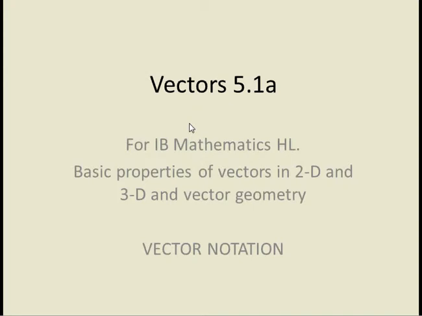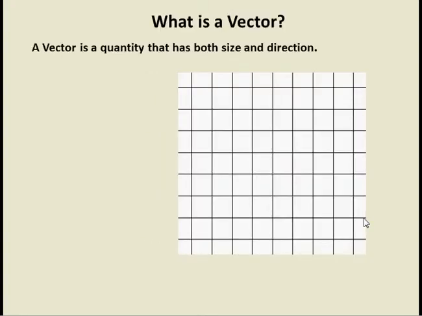Hi everyone. This is the first in a series of videos about vectors and the basics about vectors. It's also a first edition, I'll probably edit this pretty soon. We're looking at vector notation and what is a vector. A vector is a quantity that has both size and direction.